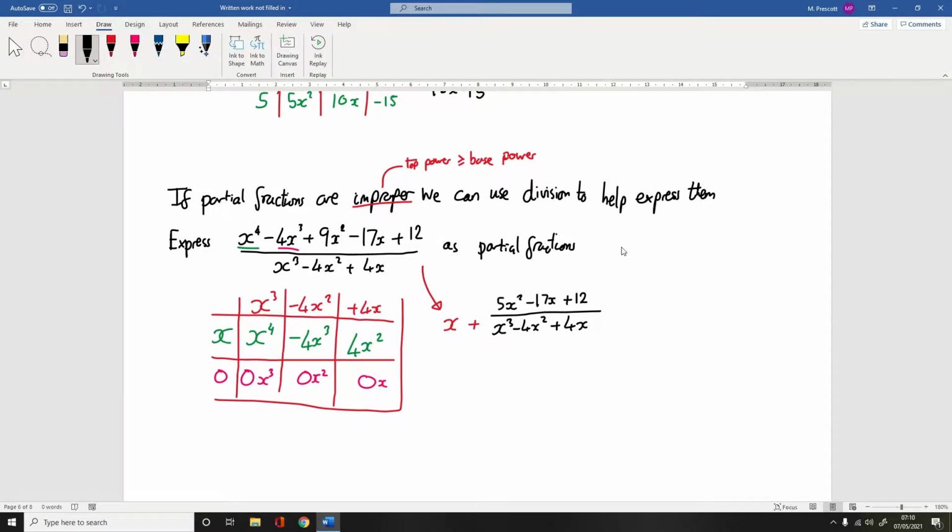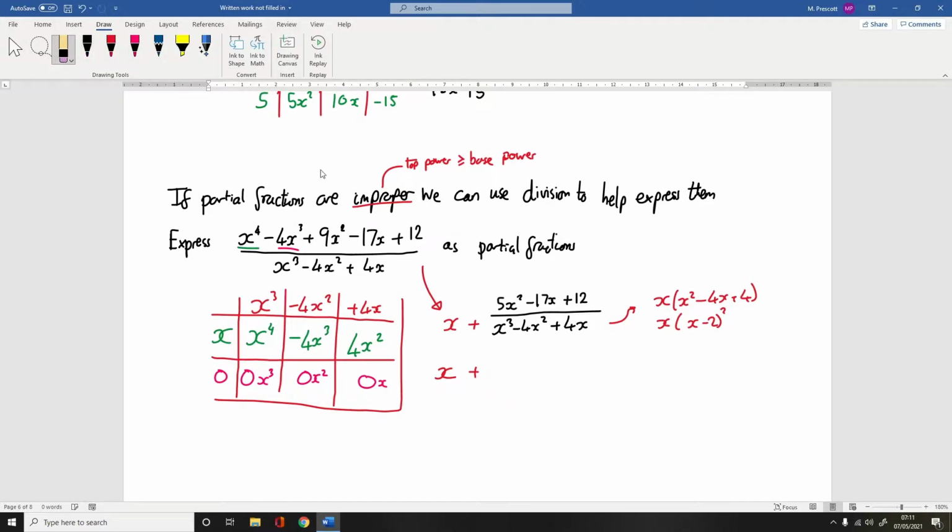So you use this as our initial step, because what we now have is, I guess, a proper fraction, which we can split up into partial fractions using techniques that you've done before. Namely, we need to first factorize the base. So we can take out x, lots of x squared minus 4x plus 4. That goes to x minus 2 all squared. And just bear in mind, if you do have a repeated root, we need to use it twice.